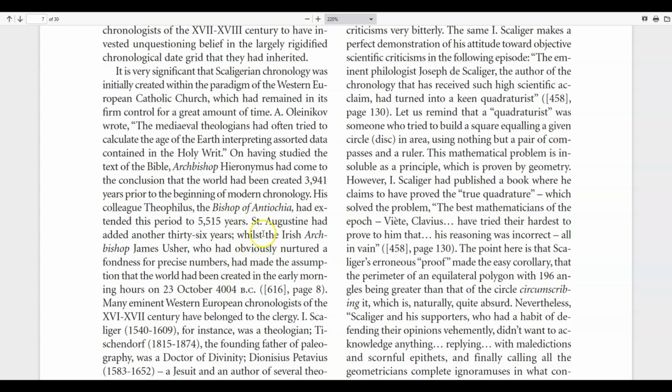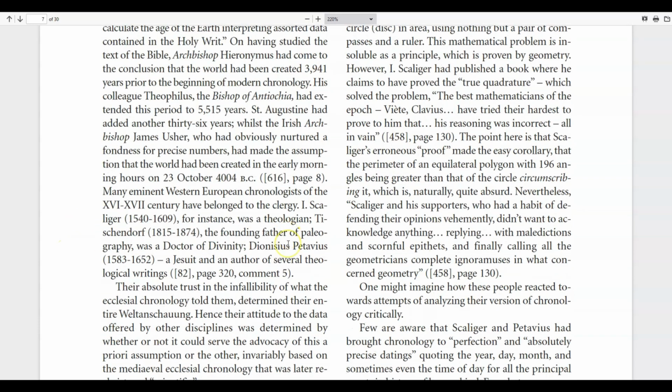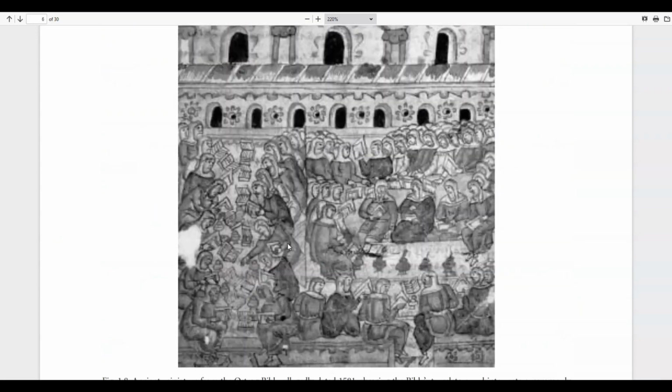So even these guys who are studying the Bible can't agree on a date. And this is the thing. They're standing in the present and they're trying to go backwards to find a start date to try and date everything. So clearly we have huge problems here.